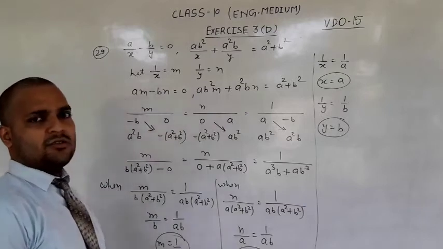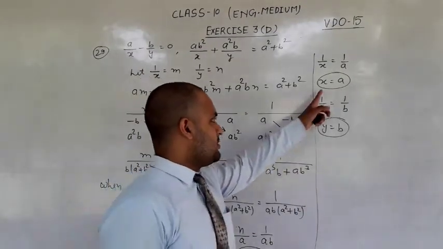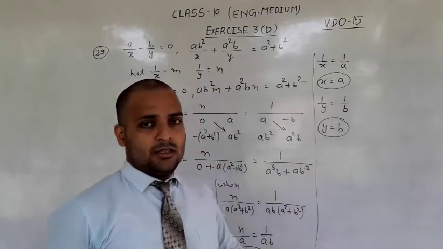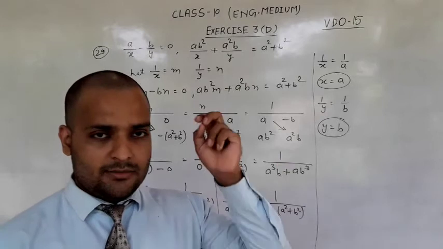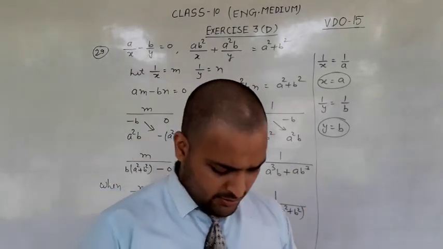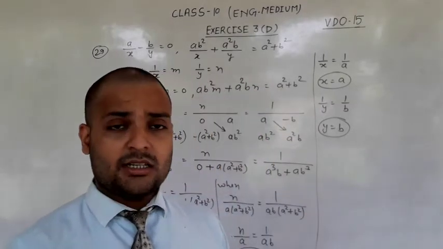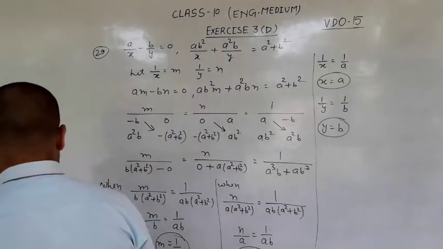So this is the solution of your simultaneous linear equations in two variables: x is equal to a and y is equal to b. The questions are very lengthy, so solve them very carefully. Here are question numbers 28 and 29. Let's see question number 30 similarly. Now question number 30.